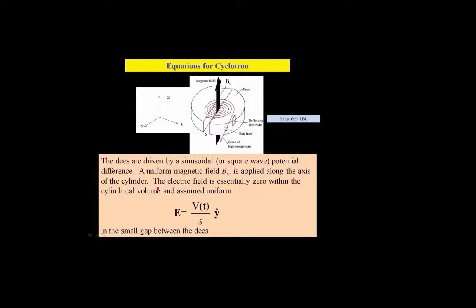Okay, so the B field is perpendicular to the D's, and so that leads to circles that are in the plane of the D's in terms of the orbits. The electric field is concentrated in the gap and is essentially zero inside the D's. In terms of the E field in the gap, we just take the potential difference between the two sides of the D's and the distance across the gap, and that gives us the E field. Now realize this is time dependent, so the E field is time dependent. And in this case, it's in the y direction across the gap.